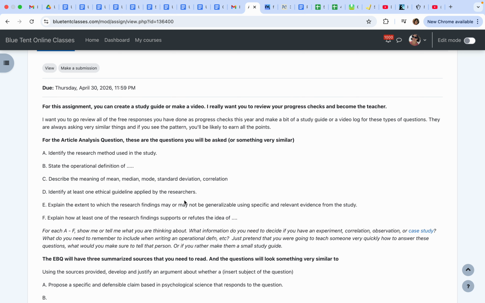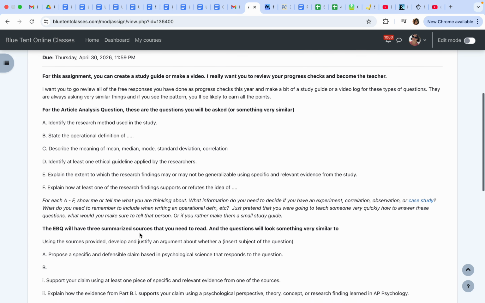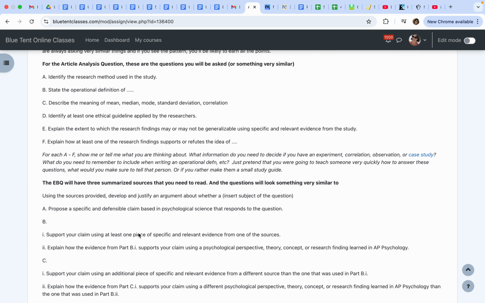What ethical guidelines do I need to think about? What might they ask me about? This generalizability, what do I need to think about for that? Explain how at least one research finding supports or refutes the ideas. So for each of these, what would you teach this person, right? And then same thing with the EBQ, right?